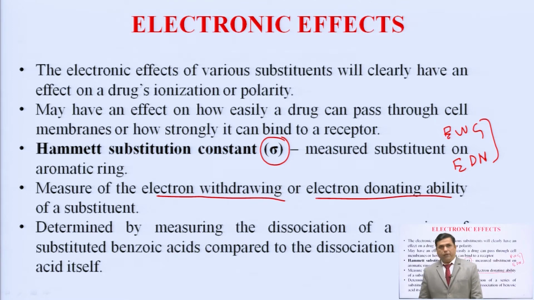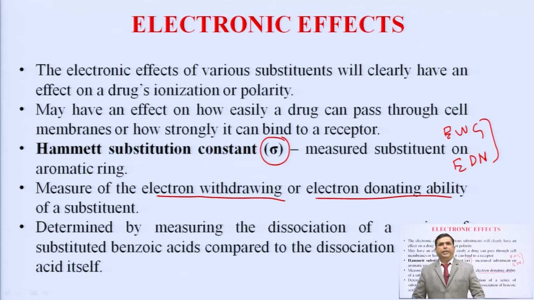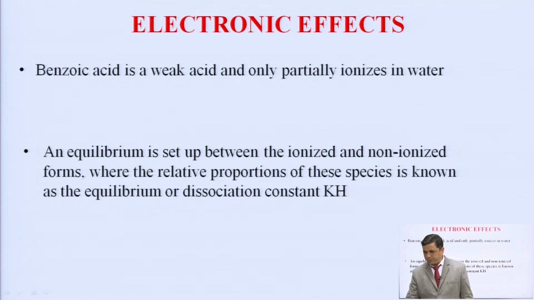So, here it is determined by measuring the dissociation of a series of substituted benzoic acids. We take benzoic acid as a reference, compared to the substituted benzoic acid. The electronic effects of the compounds we can determine by measuring the dissociation of a series of substituted benzoic acids compared to the dissociation of benzoic acid itself.